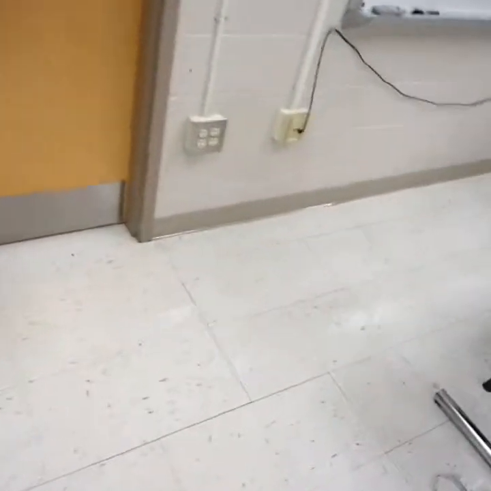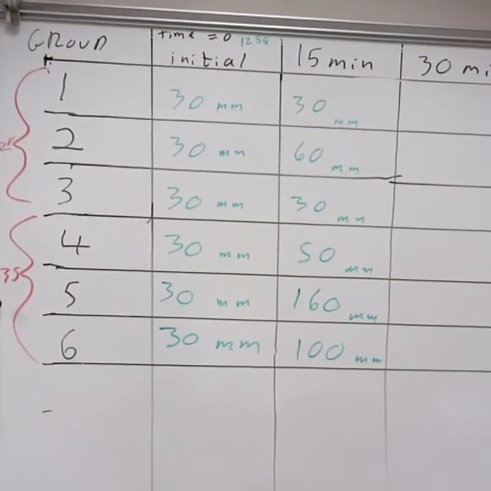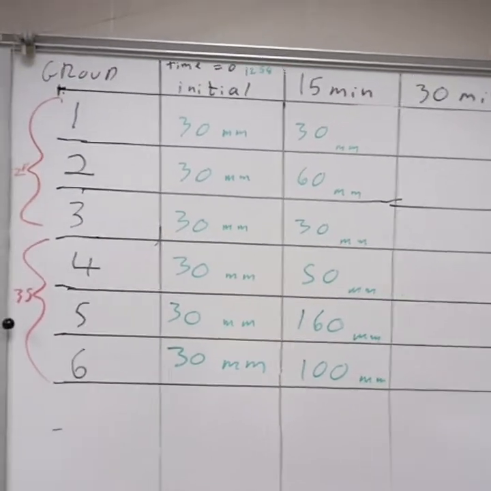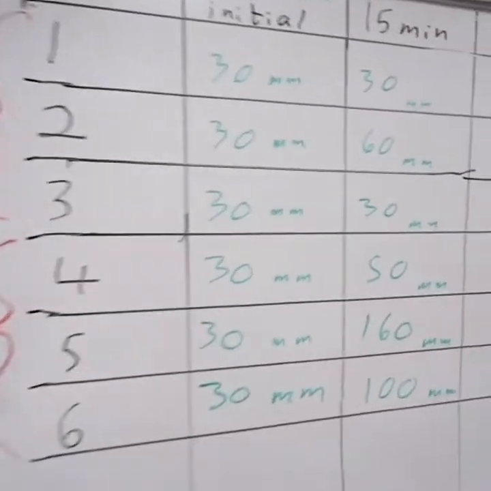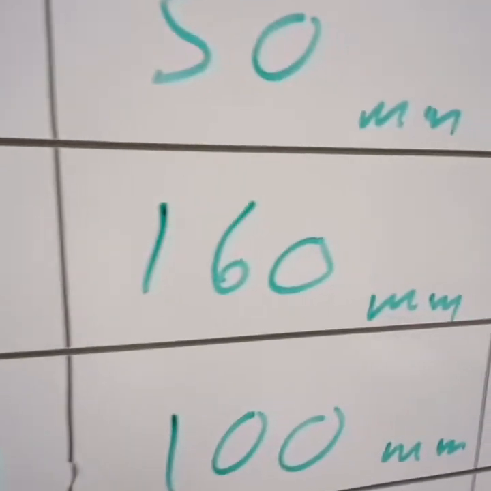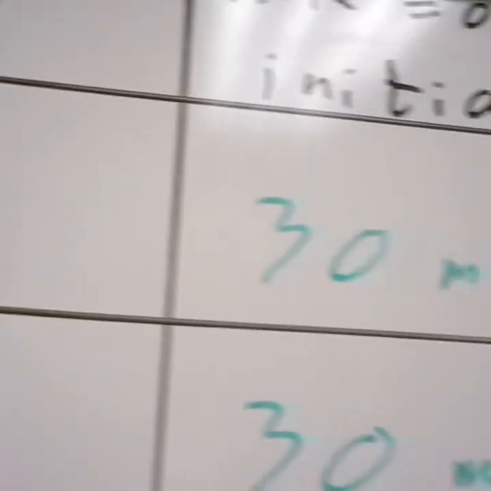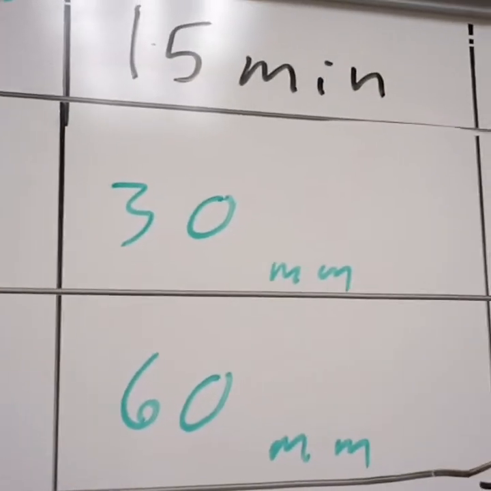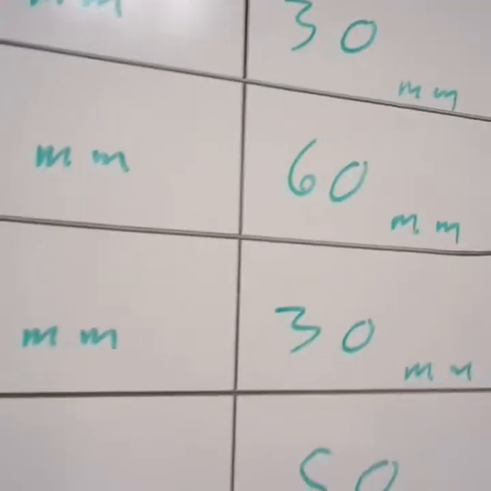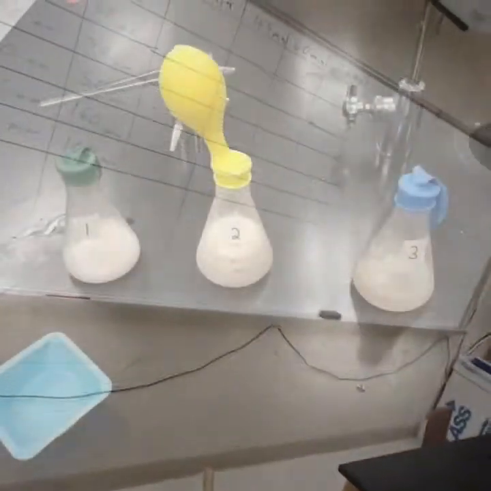Now, the data, this is what you'll end up using to do your reports or your graphs. So when this is all done, I'll go ahead and type it up and post it on the Blackboard site. But for example, flask number 5 started at 30 millimeters. It's now 160 millimeters. All these units will be millimeters. Flask number 1, 30 millimeters. After 15 minutes, still 30. Flask 2, 30. It went to 60. So you'll have that data posted on Blackboard. That's it for now.